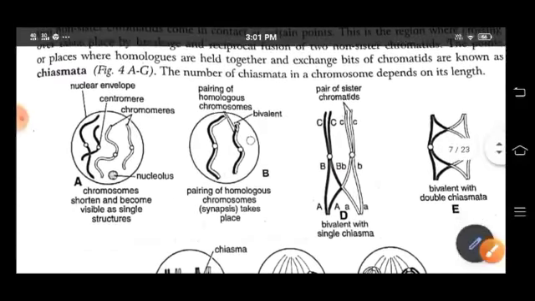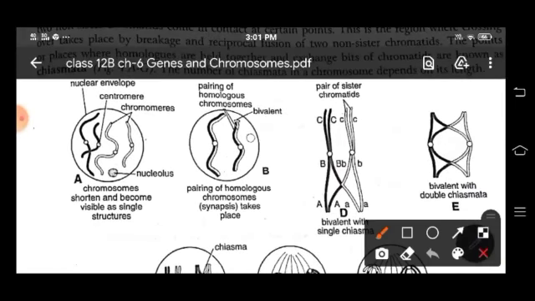So here, children, see crossing over. This is the nuclear envelope, and here the chromosomes are shortened and become visible as single structures. See here, and this is the centromere. In this, pairing of homologous chromosomes takes place. Now see, it forms a bivalent. Then pairing of sister chromatids is here. The bivalent forms a single chiasma here. Okay. Now again the bivalent forms double chiasmata.